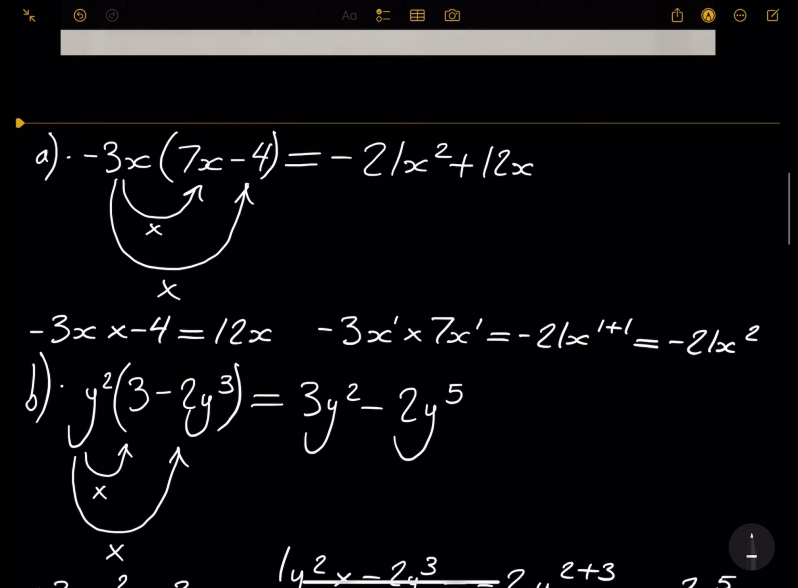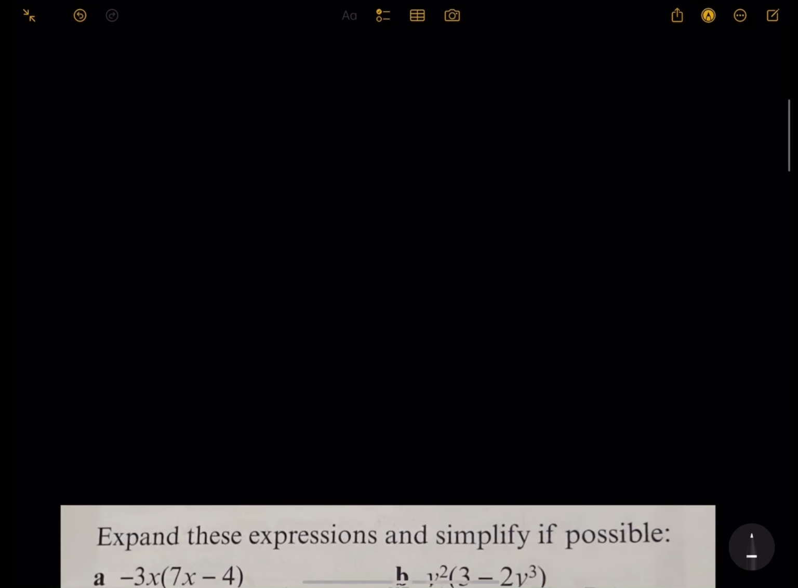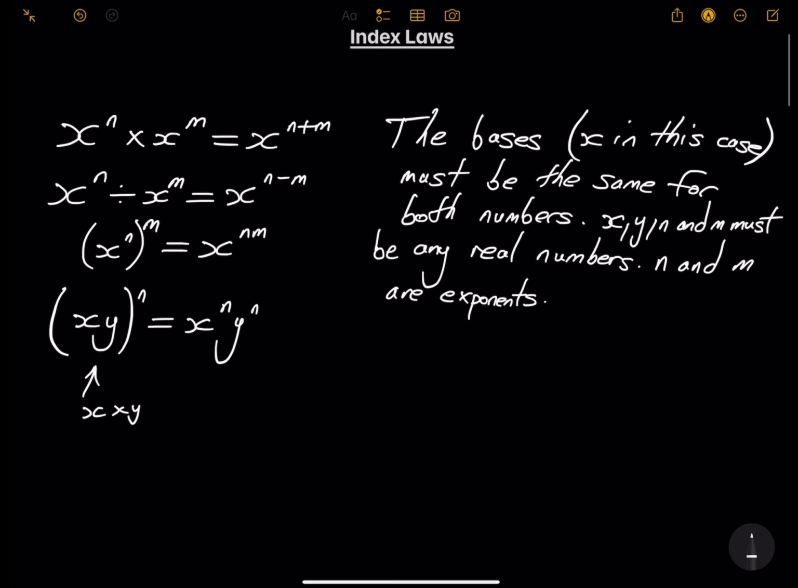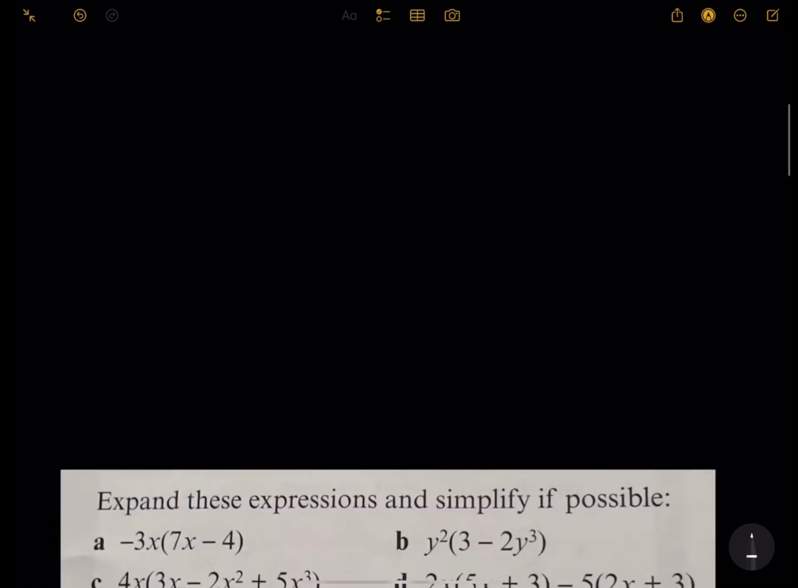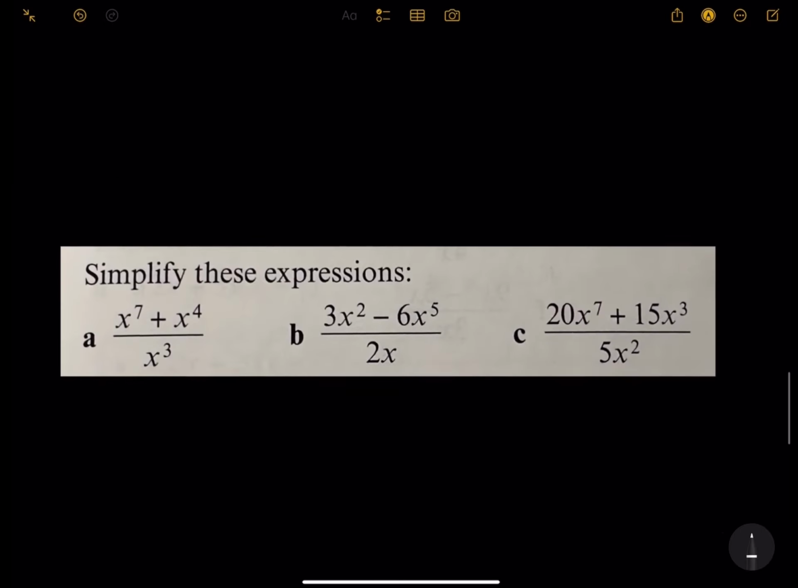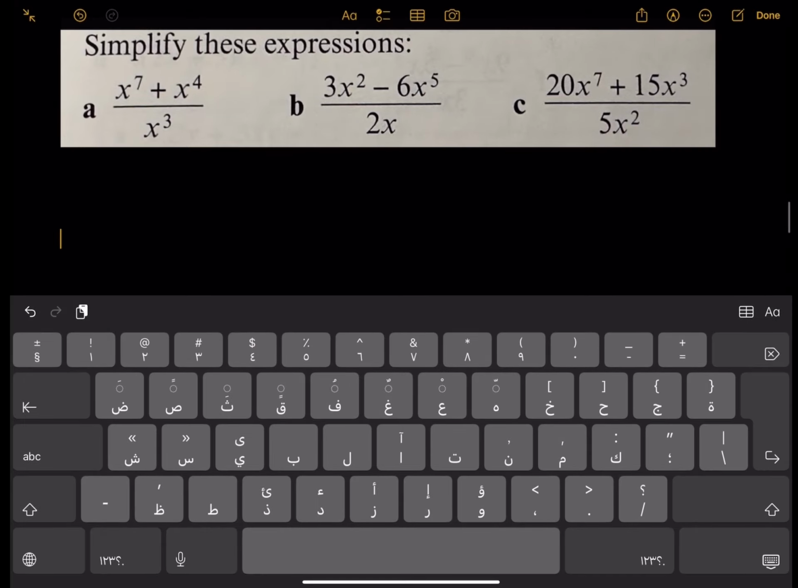Okay. So I hope this first couple of examples pertaining to the addition index law was clear enough. Now let's look at another set of examples. This time with the division index law.